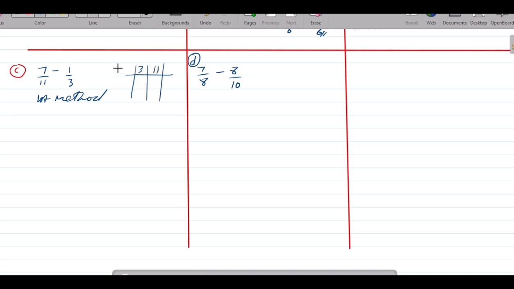3 over 11. 3 can go in 3 just once. 3 cannot go in 11, so we have 11. 11 in 11 is 1, so our LCM is going to be 3 times 11, and that will be 33.